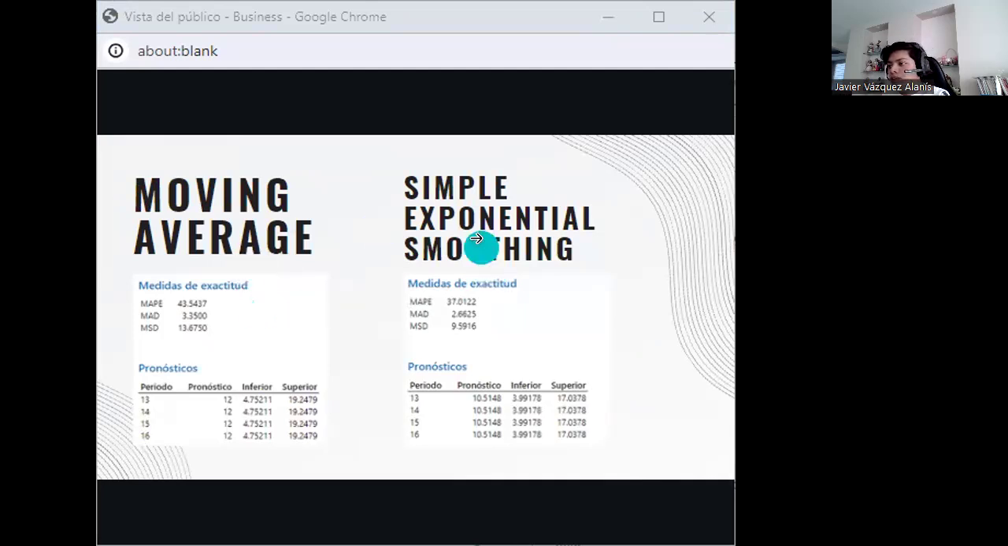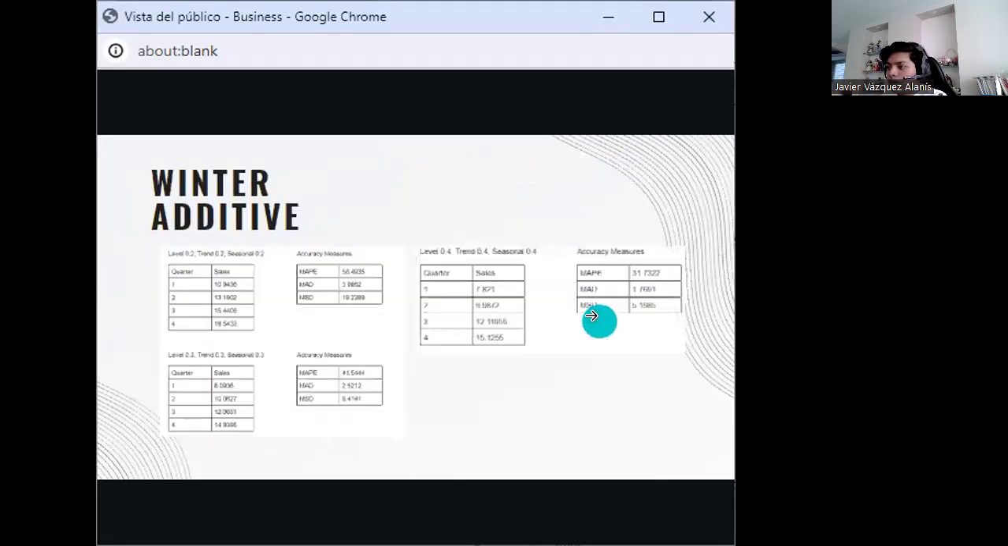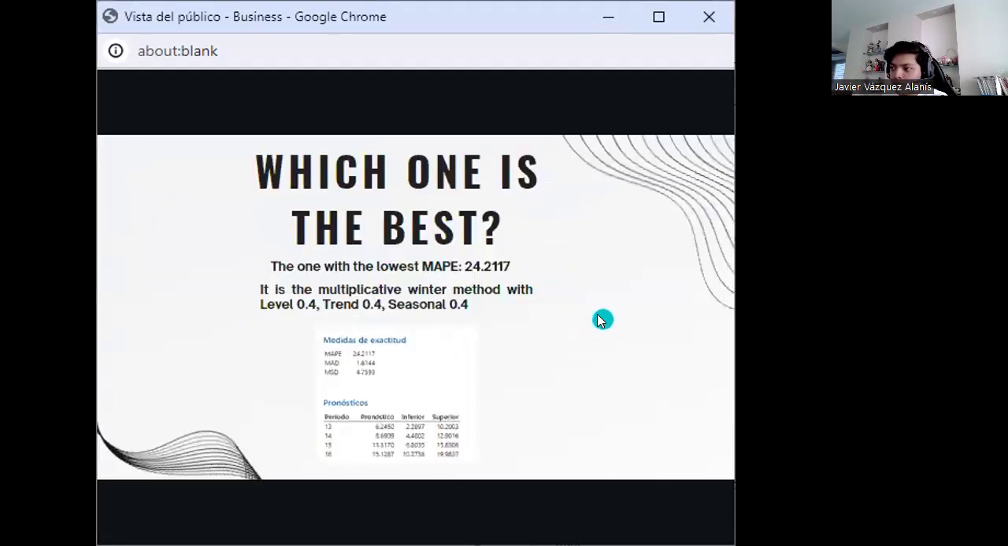0.4. Here on the screen, these are all the methods that we did and all the Minitab results. And here's the thing that I want to explain to you. The method that is the best is the multiplicative Winters, as I said, making it the most suitable for predicting quarterly sales for next year.